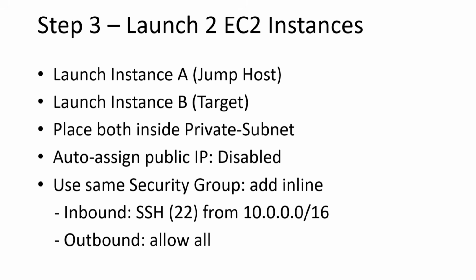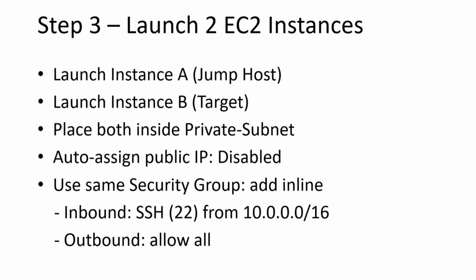With our VPC and subnet in place, it's time to bring our network to life by launching 2 EC2 instances. The first instance will act as our jump host, the client that initiates SSH connections. The second instance will be our target server, the machine we want to reach securely. Both servers will sit inside the private subnet, meaning they'll never receive public IP addresses. This ensures they remain invisible from the outside world, shielded by design.